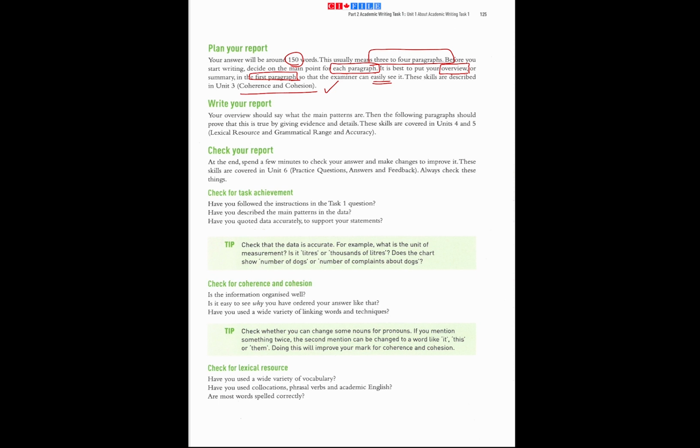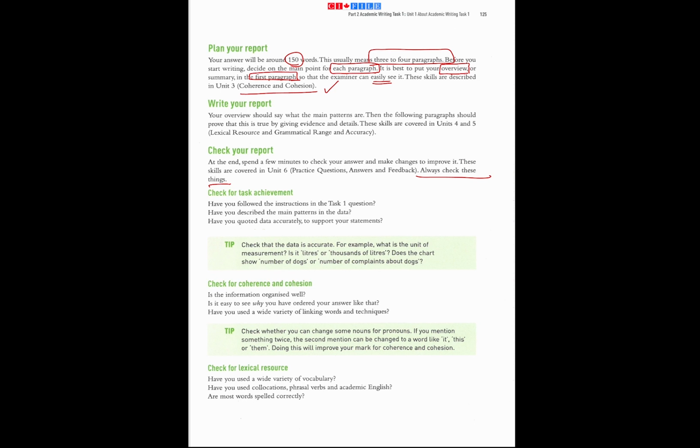Write your report. Your overview should say what the main patterns are. Then the following paragraphs should prove that this is true by giving evidence and details. These skills are covered in Units 4 and 5, Lexical Resource and Grammatical Range and Accuracy. Check your report. At the end, spend a few minutes to check your answers and make changes to improve it. These skills are covered in Unit 6, Practice Questions, Answer and Feedback. Always check these things.